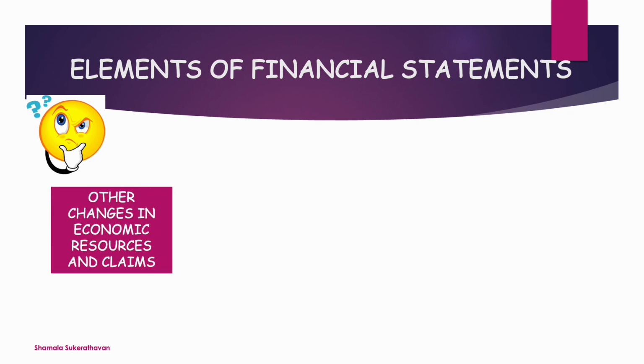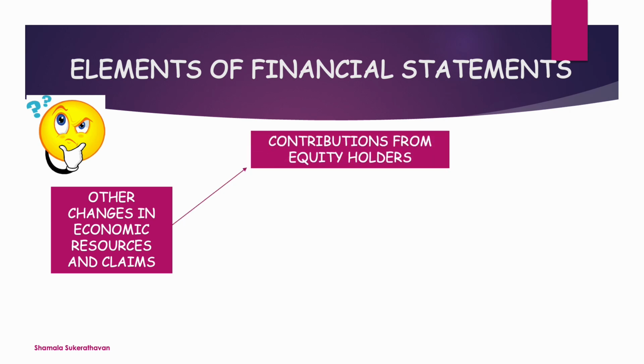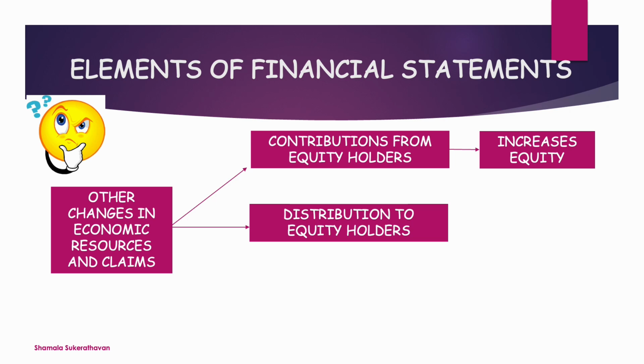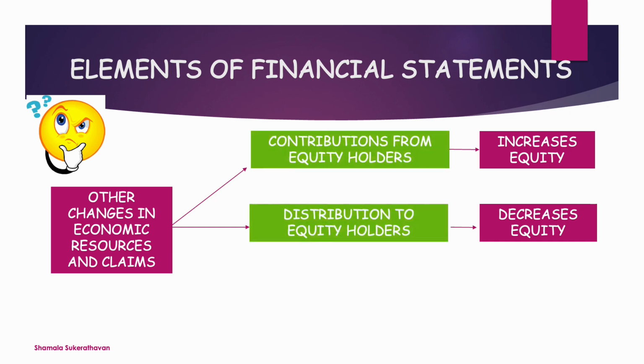Other changes. These include, 1. Contribution from equity holders. This would result in either an increase in assets or a decrease in liabilities and thus result in an increase in equity. On the other hand, distribution to equity holders would result in the opposite, meaning a decrease in assets or an increase in liabilities, and this will result in a decrease in equity. Both contribution from equity holders and distribution to equity holders should be presented in the statement of changes in equity.